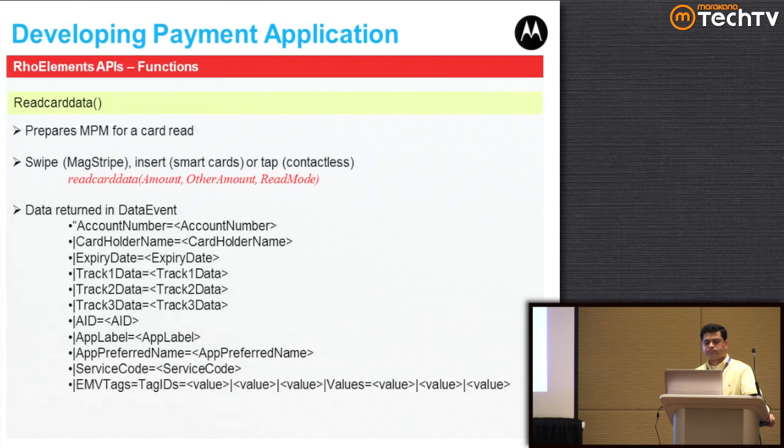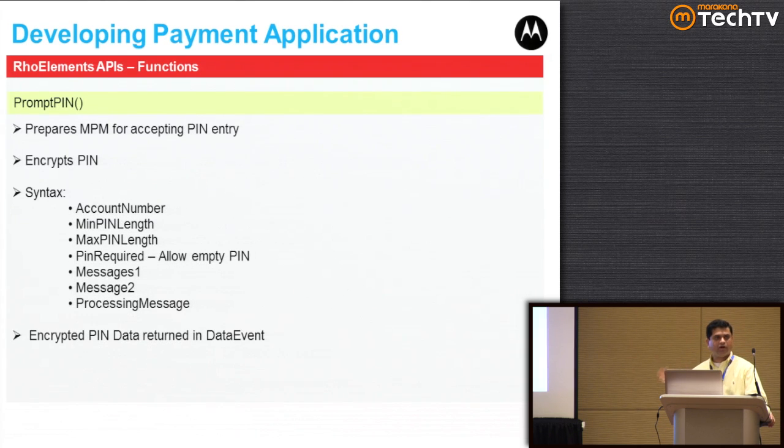Read card data, that's the biggest one. When you swipe, you get the data back, and all that information is going to be parsed and put into this as it is, as you see here. Now that's if it's all clear, you don't have any encryption. With encryption, it's going to come in as one big encrypted data back to you, and then you should know what to do with that.